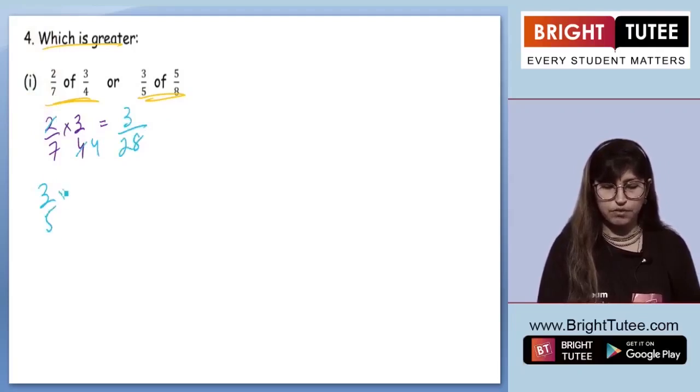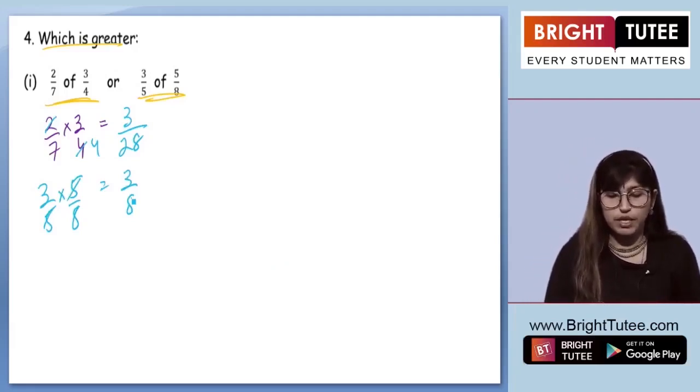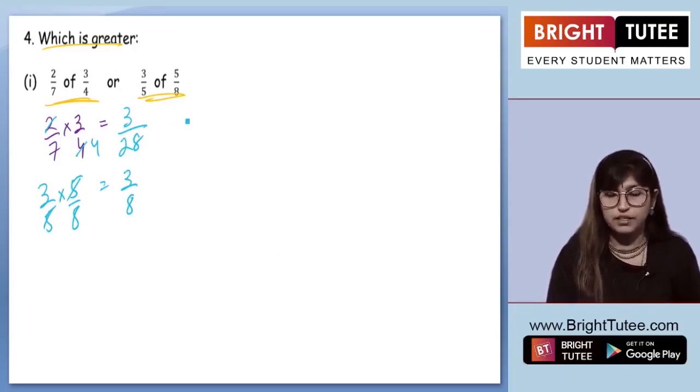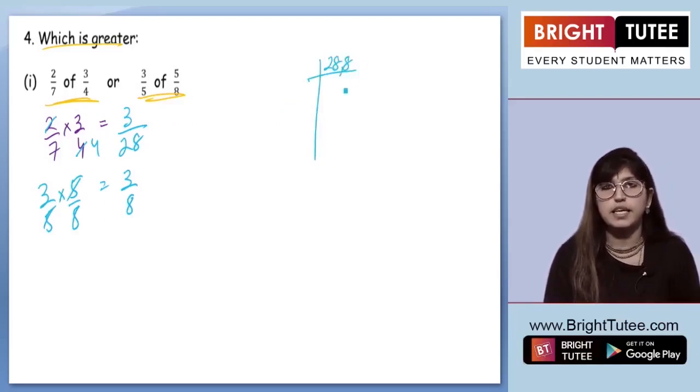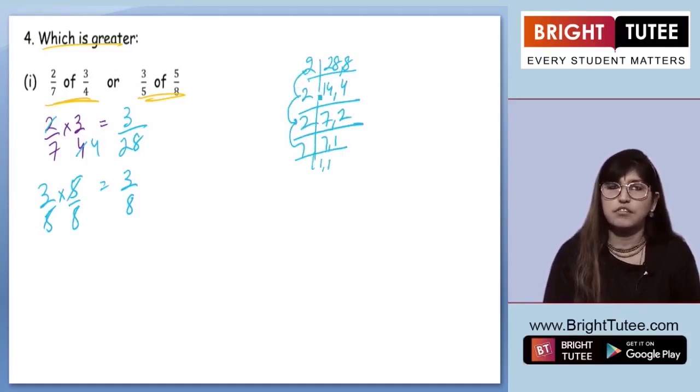And if you talk about 3/5 times 5/8, after cancelling that out, you'll be getting 3/8. Now, we can see that over here we get 3/28 and over here we get 3/8. Now, to check which is greater, we will make the denominators the same. So, to take the LCM, we'll be getting 7, 14, 28, 28, 56.